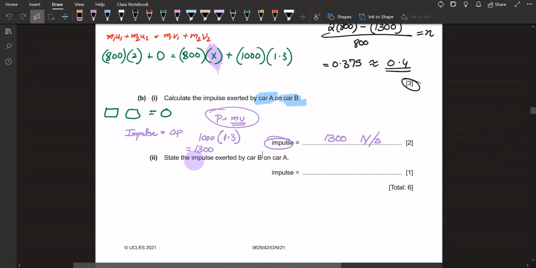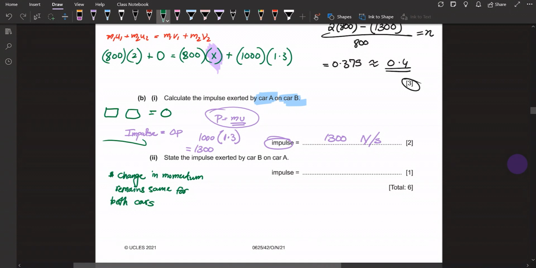Part 2 says state the impulse exerted by car B on car A. For this part, you know that change in momentum remains same for both cars. And since change in momentum is same, our impulse is gonna be the same. So it's gonna be 1300 as well, newtons per second. And we are done with question number 3.